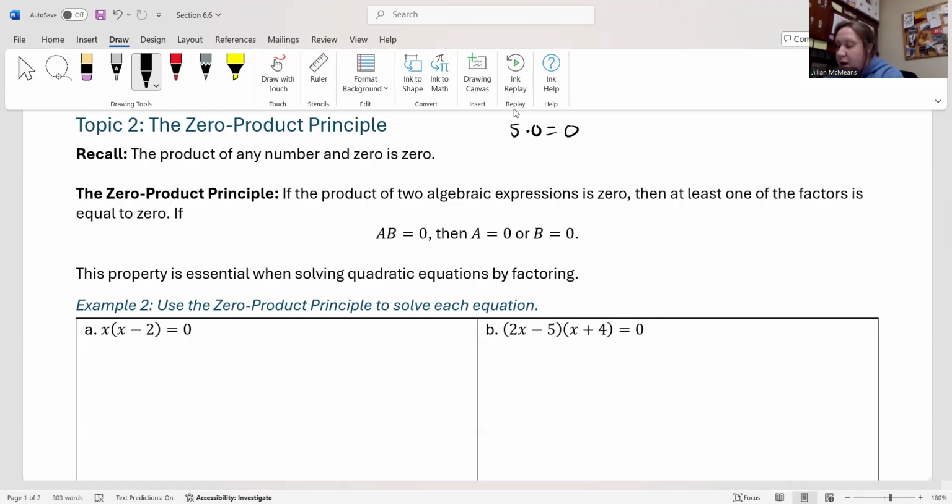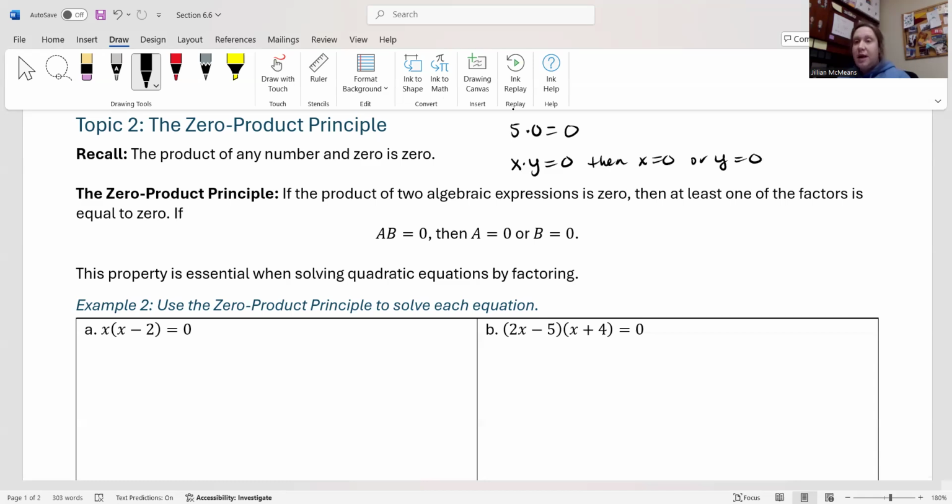So the zero product principle says if the product of two algebraic expressions is 0, then at least one of the factors is equal to 0. So for example, if I had x times y equaling 0, in order to have a 0 as a product, one of the factors at least has to be 0. So then x has to equal 0 or y has to equal 0. And that's exactly what this property is saying. So it basically says if I have a times b and I know that that product is 0, then either a is 0 or b is 0. One of the two has to be 0. And this property is absolutely essential when we're trying to solve quadratic equations by factoring.